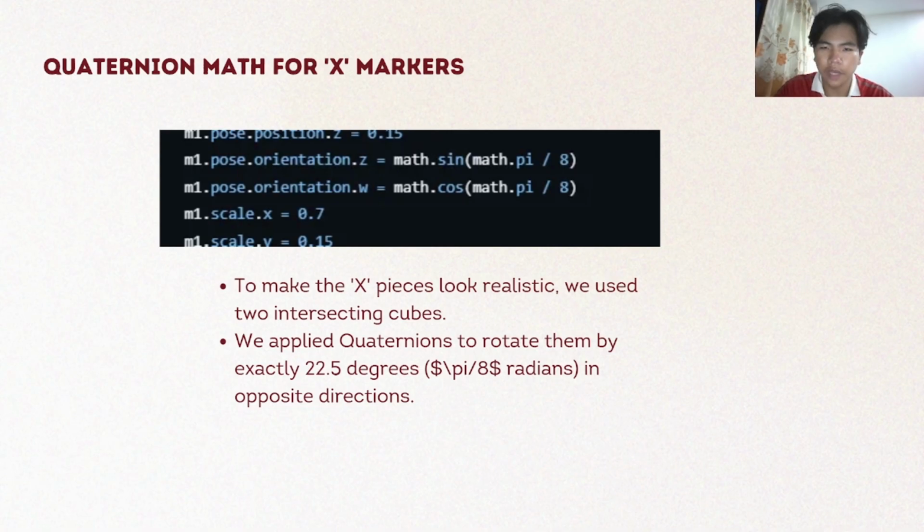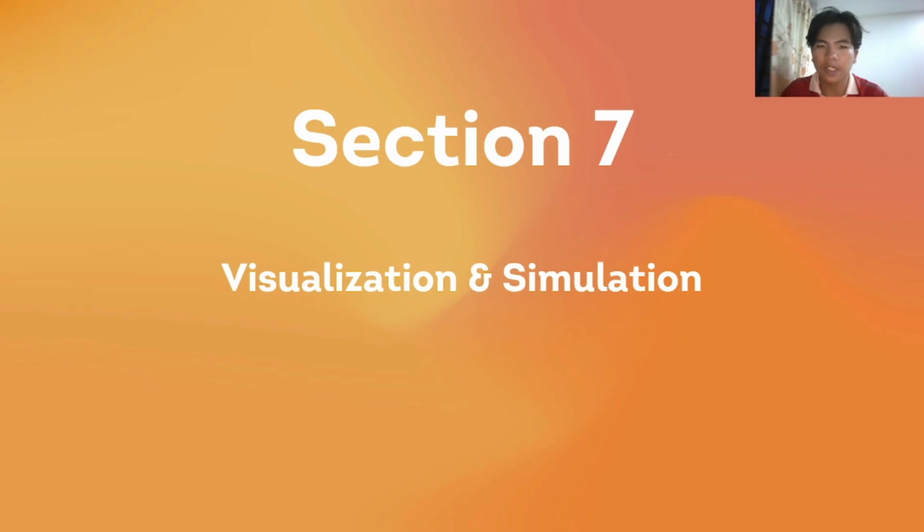We have created the X as a large chunk piece of X. We use 2 intersecting cubes and quaternion them by rotating them by exactly 22.5 degrees, or pi divided by 8, in opposite directions, so it will create the X. Next we're going to talk about section 7, the visualization and simulation.